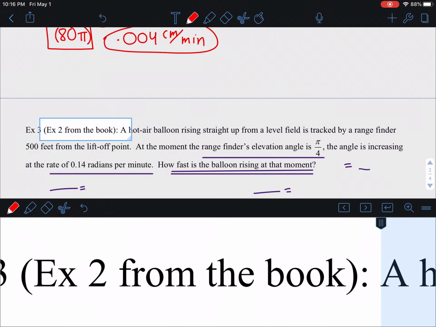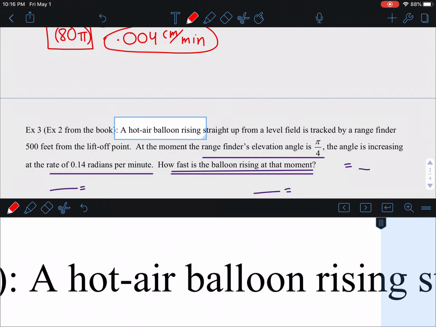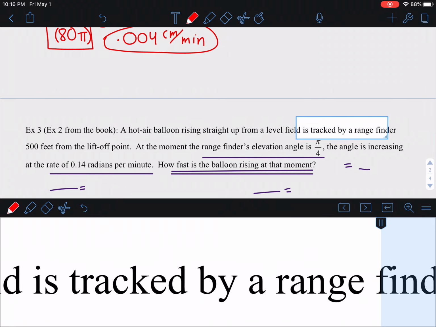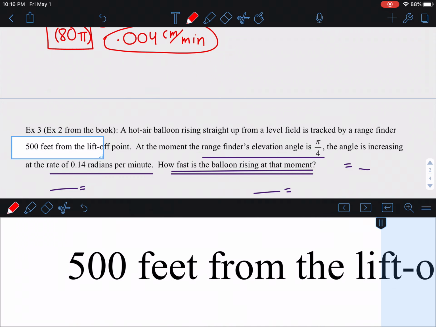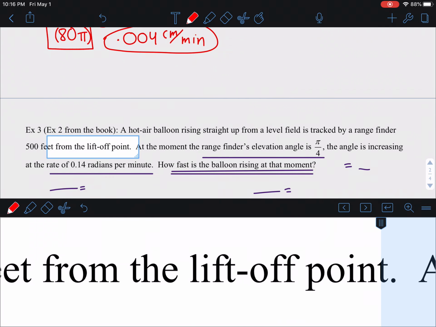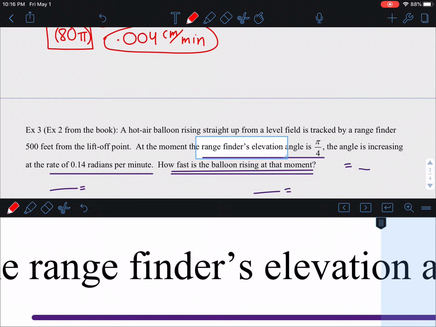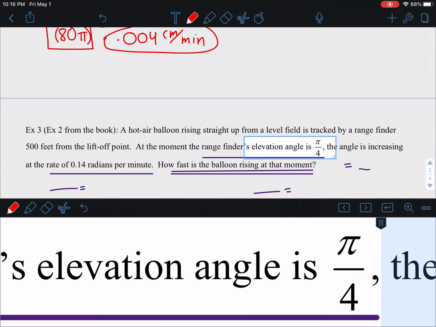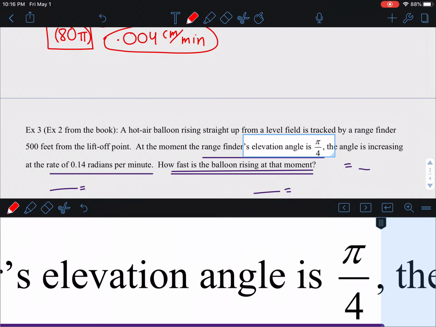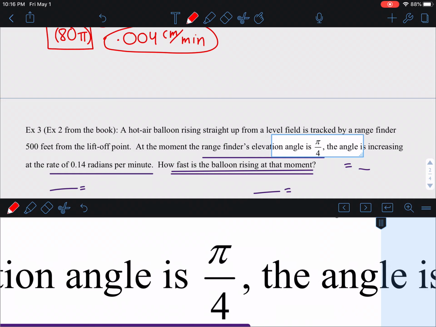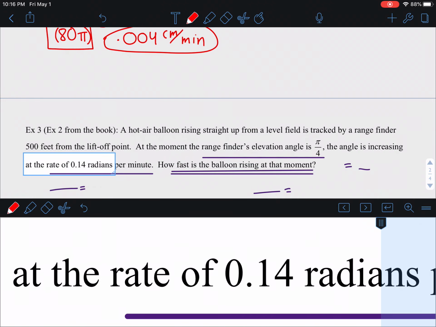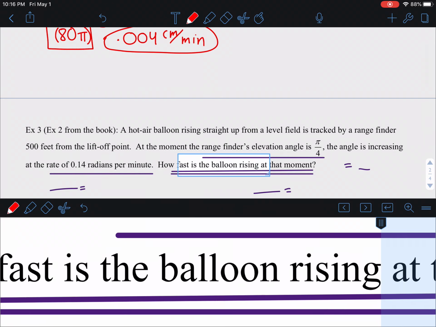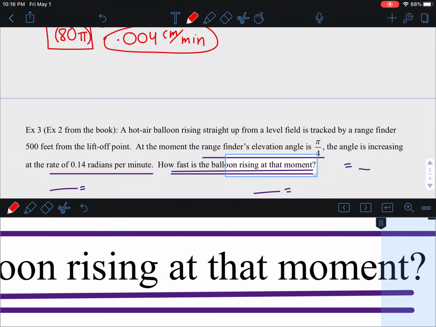Example 3, which is really example 2 if you have your textbook. A hot air balloon rising straight up from a level field is tracked by a rangefinder 500 feet from the liftoff point. At the moment the rangefinder's elevation angle, so see if you can think, what's angle of elevation again? At the moment the rangefinder's elevation angle is pi over 4, the angle is increasing at the rate of 0.14 radians per minute. How fast is the balloon rising at that moment?